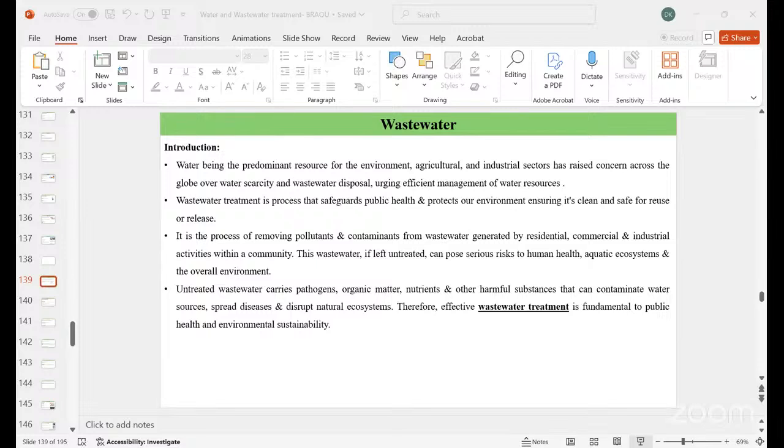And the temperature mainly affects the biological activity and the solubility of gases in the water, which can be measured by a thermometer or thermocouple probe. And coming to the chemical characteristics, pH plays a major role. It is a measure of acidity and alkalinity of the wastewater, and it can be measured by a pH meter or pH probe.